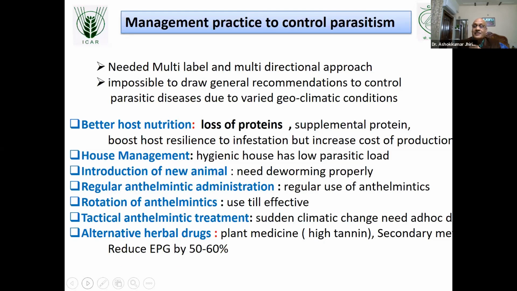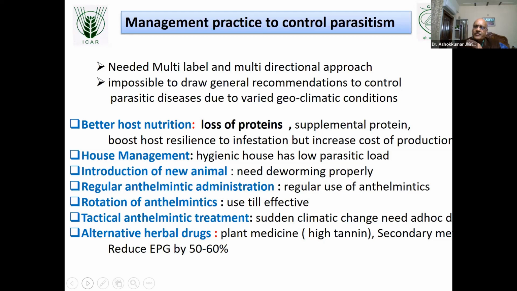Introduction of a new animal: when you already have animals on your farm and you are purchasing an animal from a distance, there is a possibility of a different grade of parasites. If these animals are carrying a resistant strain of the parasite, you are introducing resistant parasites. So it is a better approach, if you are purchasing a new animal, to deworm the animal with the correct medicine at the correct dose rate, and then mix it with your animals to prevent resistance.